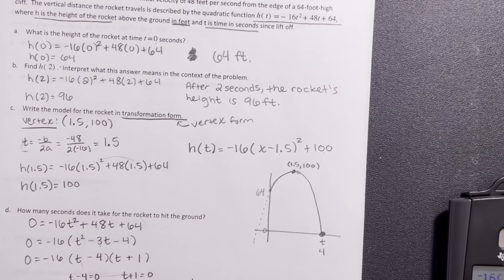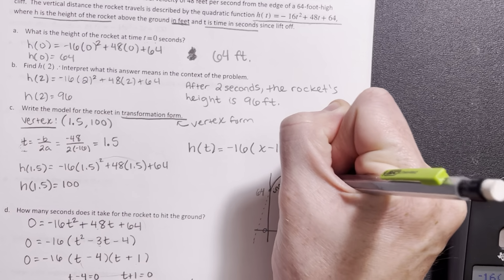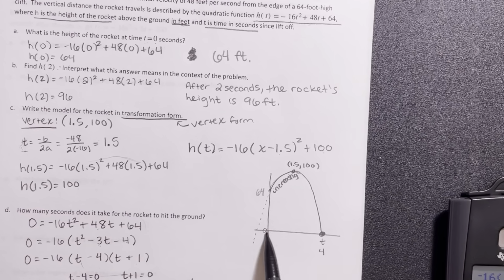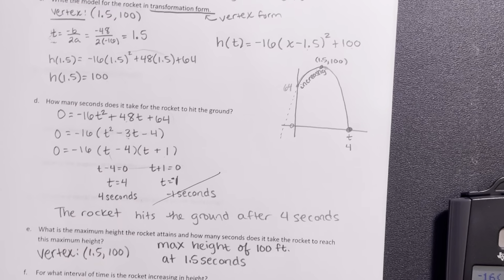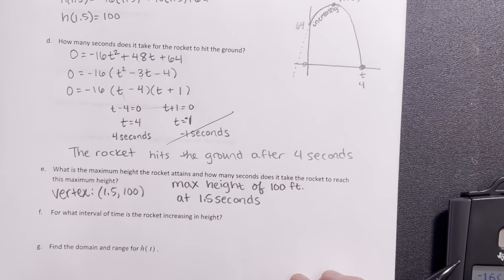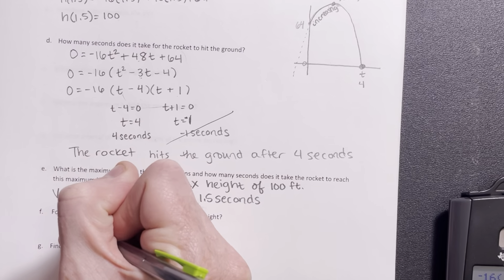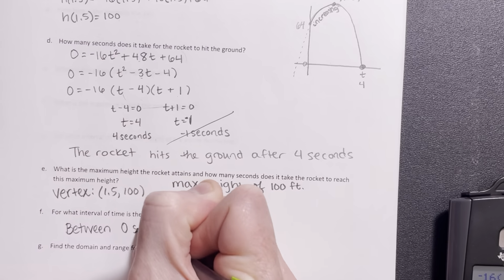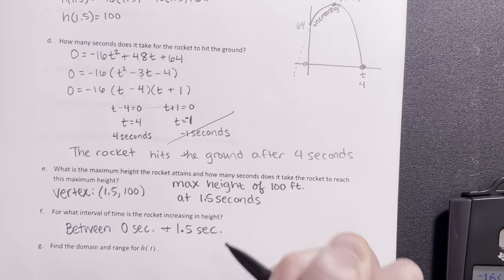That's the vertex. So if I look for when this function is increasing, it's between 0 and 1.5. Remember when we were describing when a function is increasing, we were using our x values. So this would be between 0 seconds and 1.5 seconds.